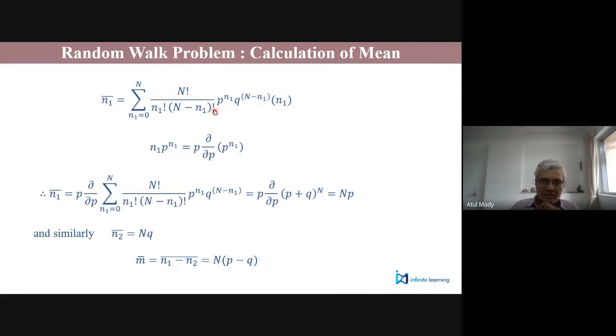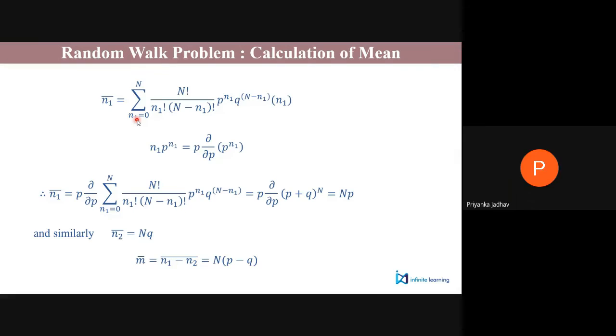You see, we had this n1 here. Look at the first equation. We have this n1 here, and we have p raised to n1 here. So I'm saying this n1 times p raised to n1, we can write as p times dou by dou p of p raised to n1. So in my first equation, I substitute n1 times p raised to n1 as p times dou by dou p of p raised to n1. That part you understand?